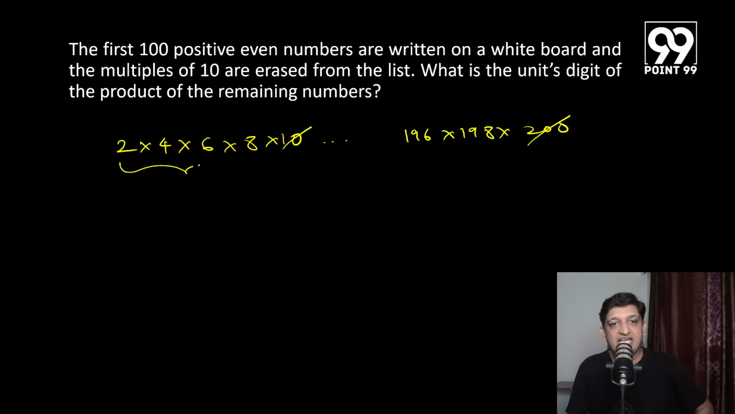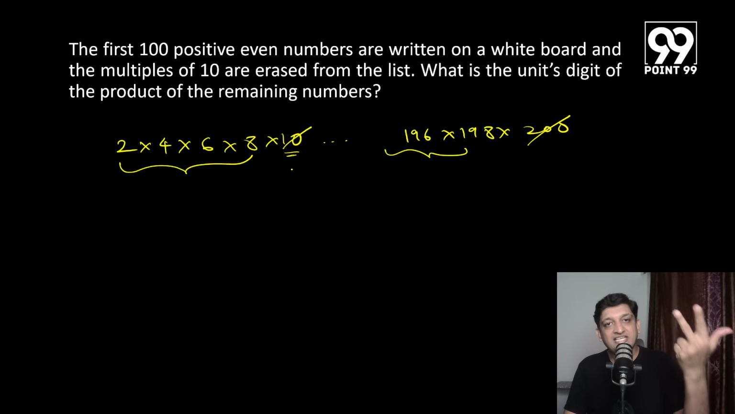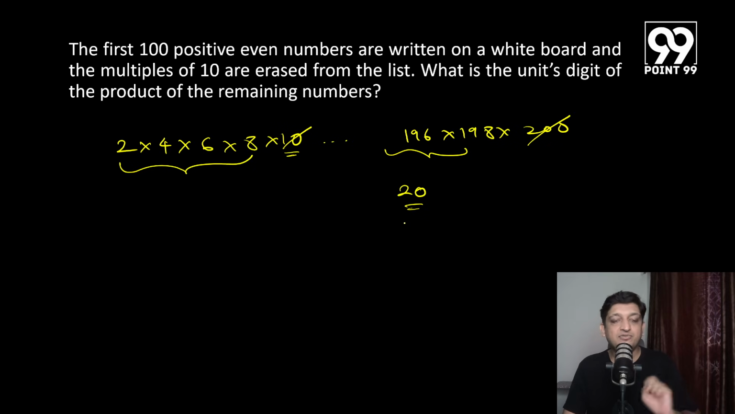Now you know that every set of 4 consecutive even numbers will end in 2, 4, 6, 8, 2, 4, 6, 8. And how many such iterations do we have? For 10, we had one iteration, then 20, 30, 40. So 20 iterations we will have, right? It's not 20 multiplied by. This is going to happen 20 times. That is what you have to understand.